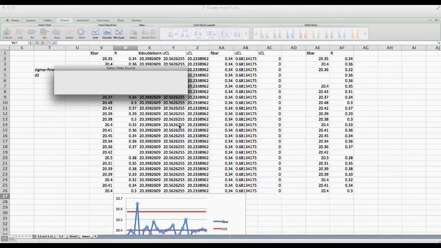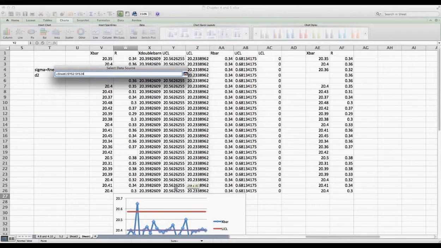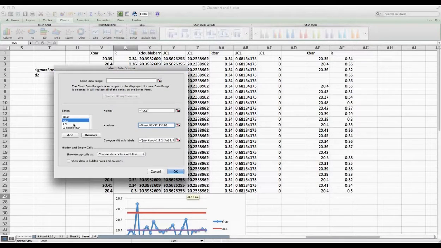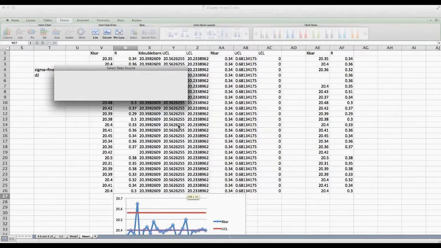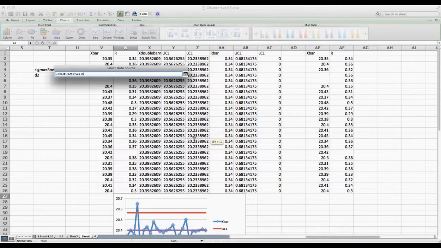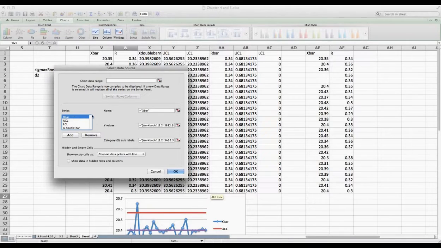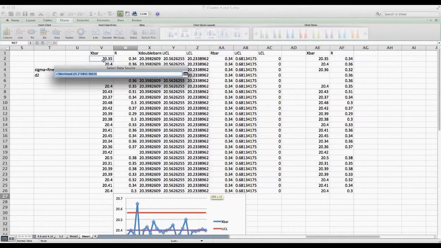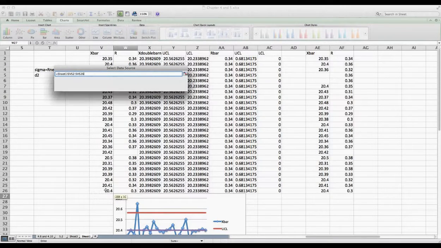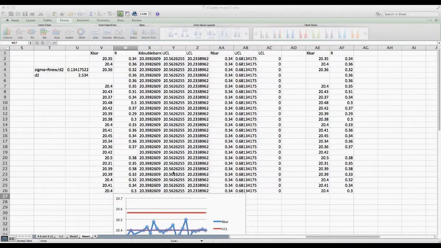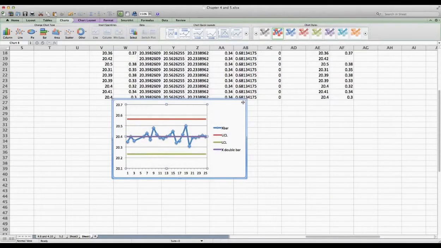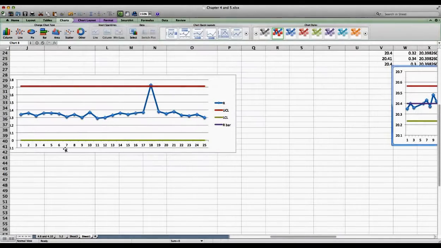I revised the upper control limit. Okay. Here we go. Revise the lower control limit. Okay. Now let's just make sure that the X bar, the raw values, are selected appropriately. There we go. There is our revised X chart. Done. We only have one more thing to do.